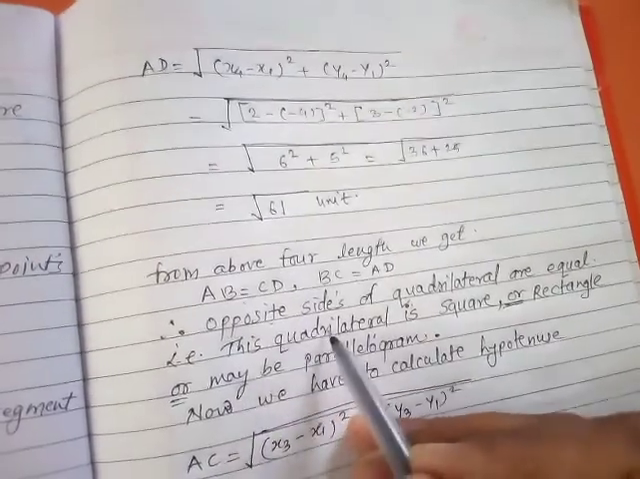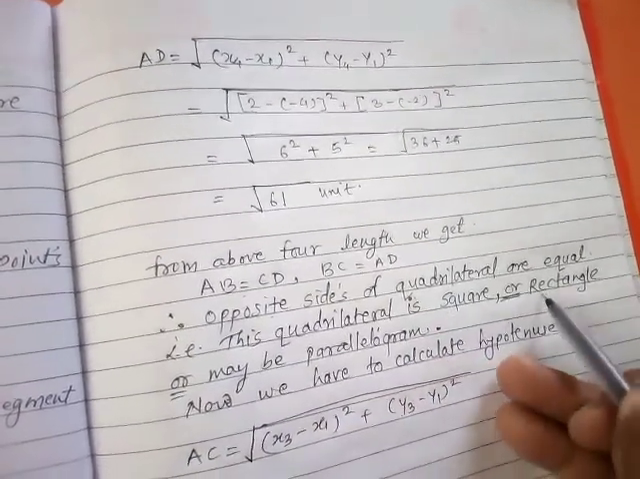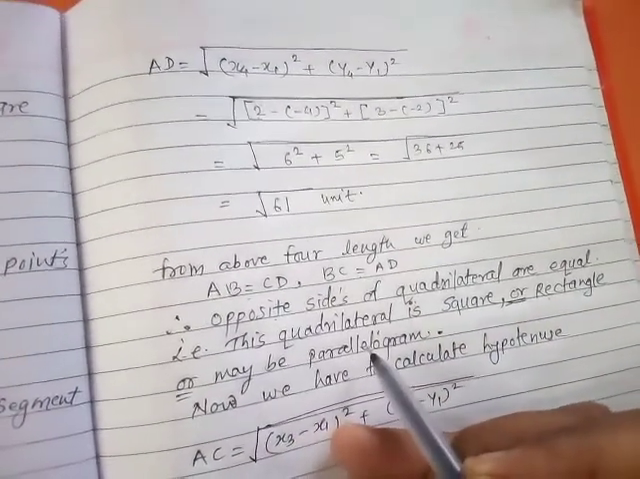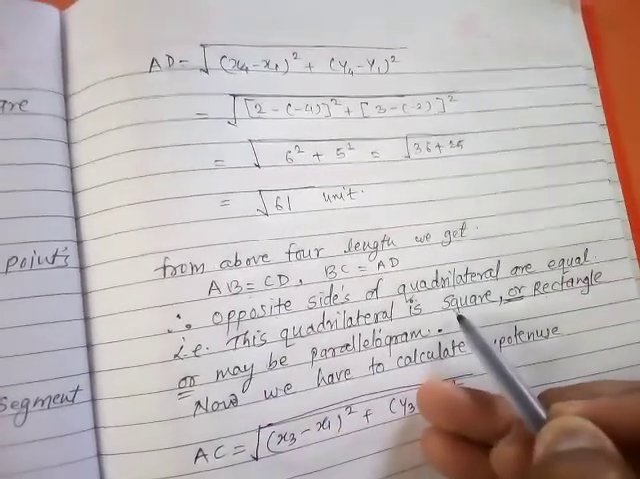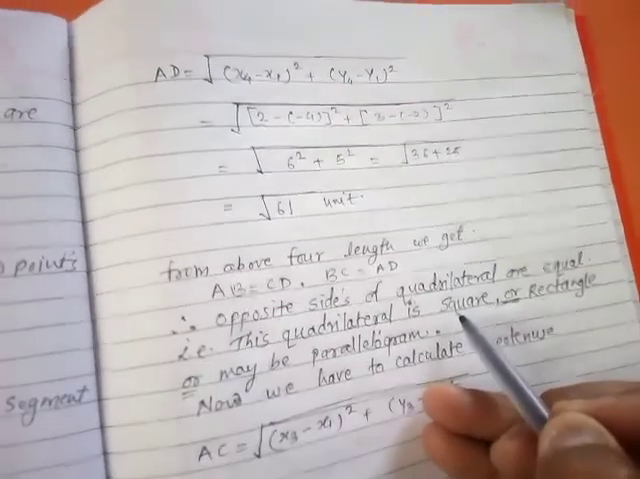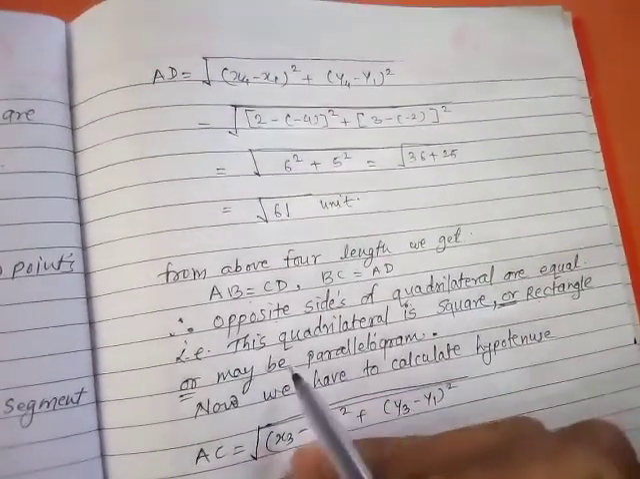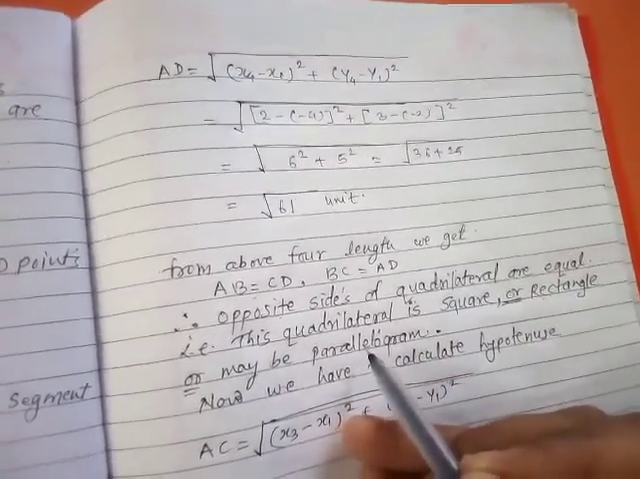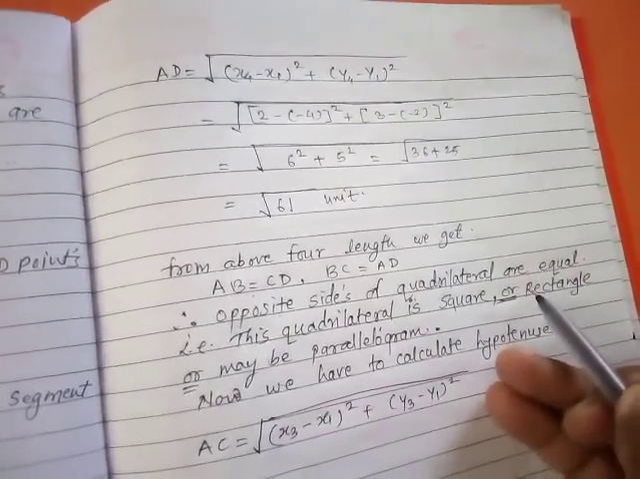That means this quadrilateral is a square, a rectangle, or maybe a parallelogram. This is not a square because all four sides are not equal. Therefore the first chance gets cancelled. Now the second chance: rectangle or maybe parallelogram. For a rectangle there must be a right angle.